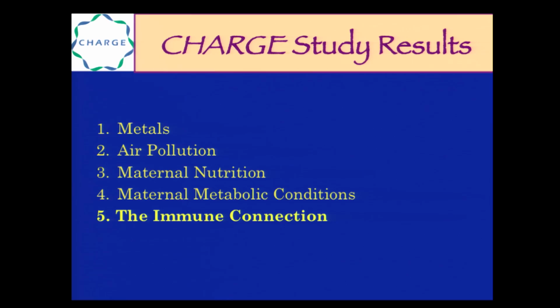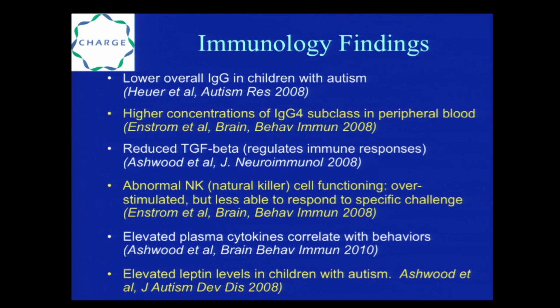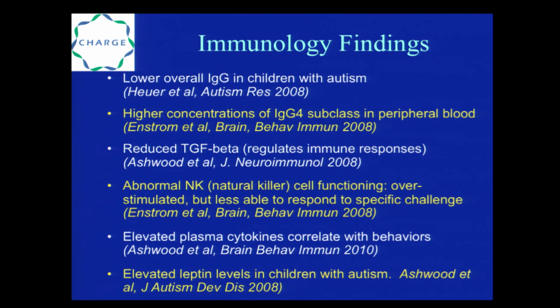And then the last point from our results I just want to raise, again, broadening out our concept of causality here, is that it may be that direct effects on neurons is not necessarily what's going on. We have shown a lot of differences in terms of the immune markers in children with autism compared to their counterparts who are developing typically. These are some of the studies that have been published looking at things like the overall IgG, reduced levels of one of the cytokines, TGF-beta, that is regulatory in immune responses, abnormal natural killer cell functioning, elevated cytokines that actually correlate directly with not just the diagnosis but individual behaviors that we've looked at, and then leptin levels, which have been elevated in these children. And leptin has a number of different kinds of functions.